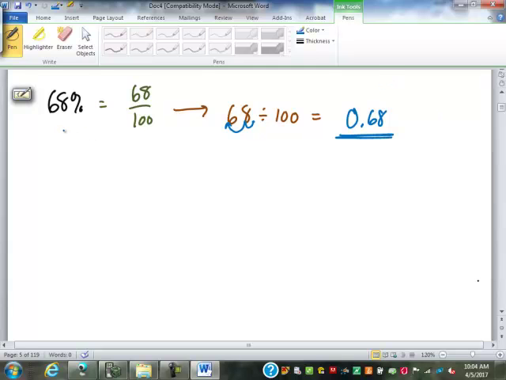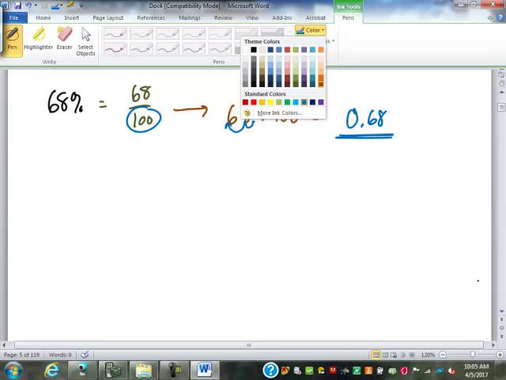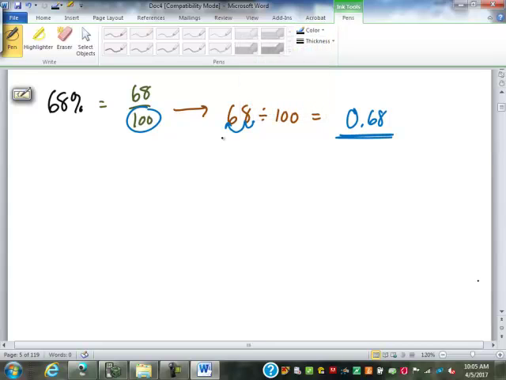Because the percent is out of 100, a decimal is out of 1. So to turn a percent into a decimal, we're always going to be dividing by 100. And since dividing by 100 just moves that decimal point 2 spots, we can just move the decimal point 2 spots. So for example, 31% is going to become what as a decimal? 0.31. 79% is going to become 0.79.